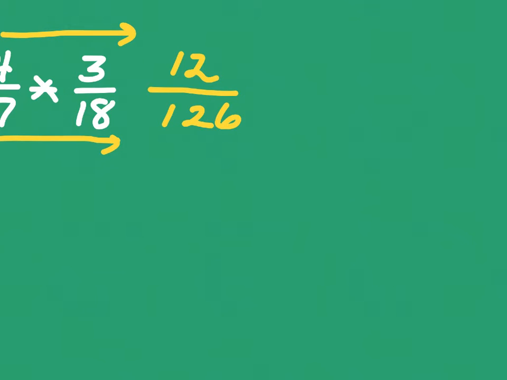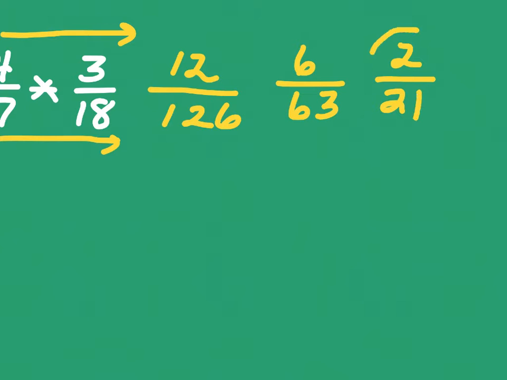So if I divide 12 by 2, I get 6. And if I divide 126 by 2, I get 63. Now I'm going to check both of those numbers out. I happen to know that 3 will go evenly into both of those numbers, so I'm going to divide by 3. 6 divided by 3 is 2. 63 divided by 3 is 21, and there is my fraction reduced to lowest terms.